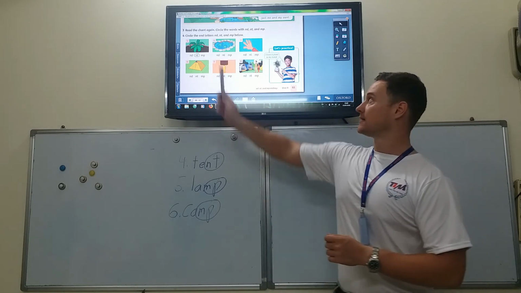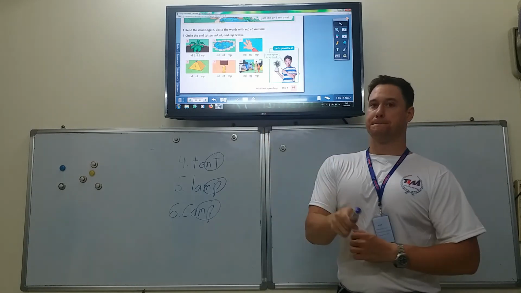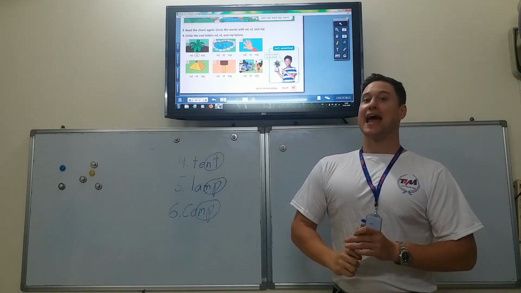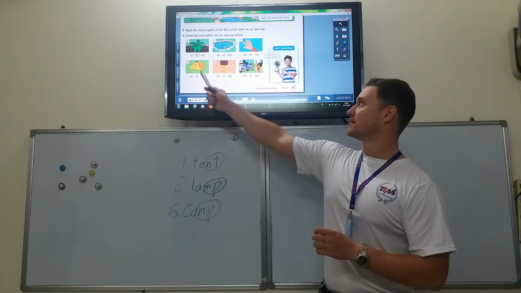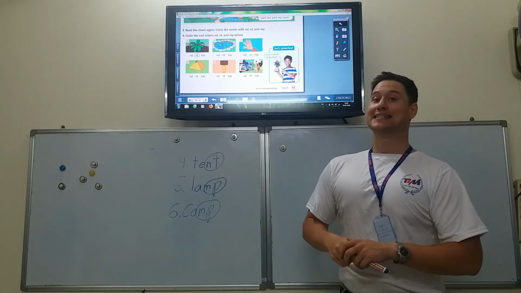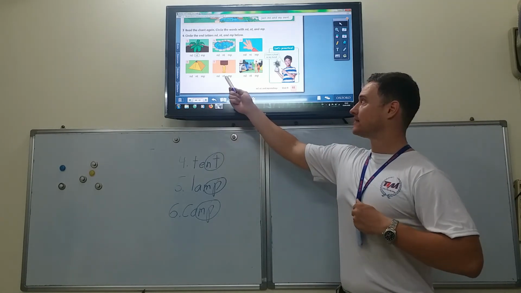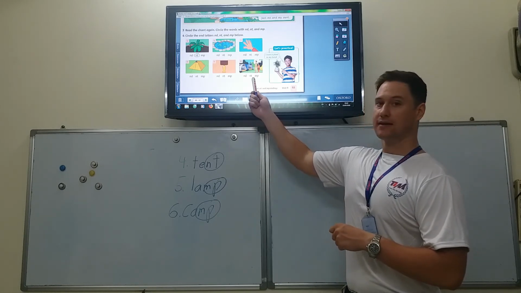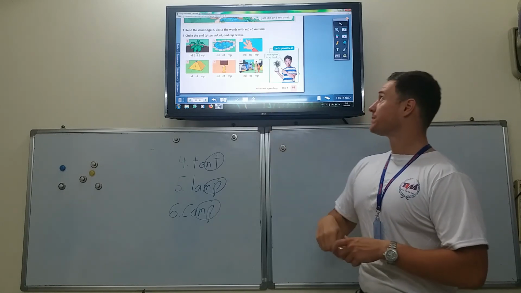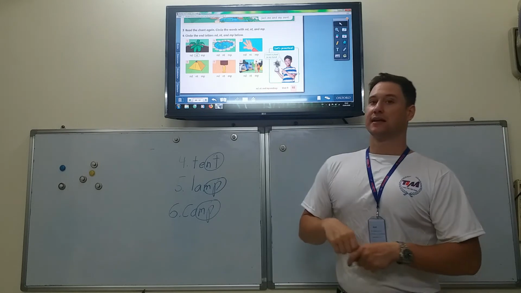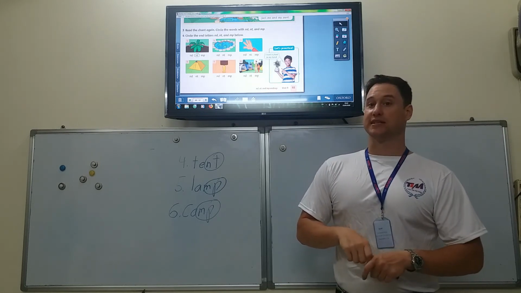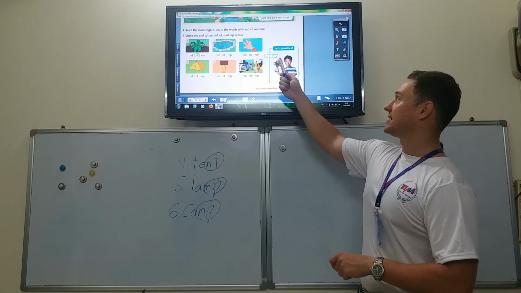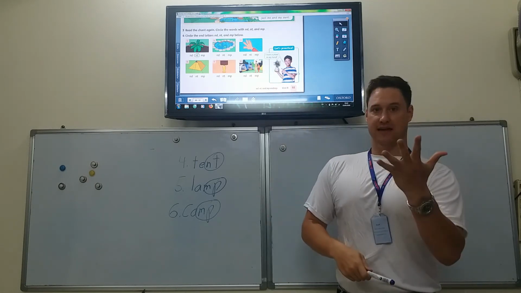What is it? Plant. Pond. Hand. Tent. Lamp. Camp. Let's practice making some more sentences. For example, I have a plant in my hand.